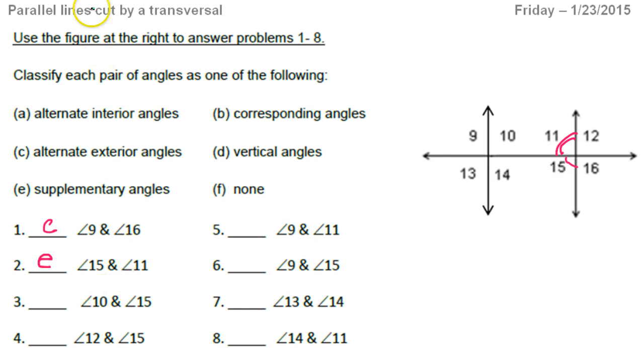Number 3, 10 and 15. There's 10 and there's 15. Notice how they're both between the lines, and they're on opposite sides. So they're interior angles and they are alternate interior angles. So that's A. Number 4, 12 and 15.